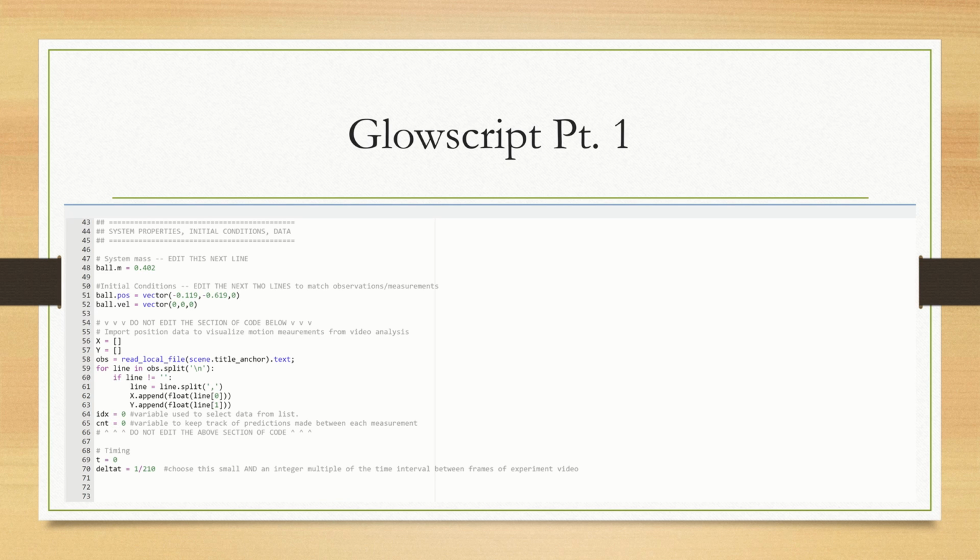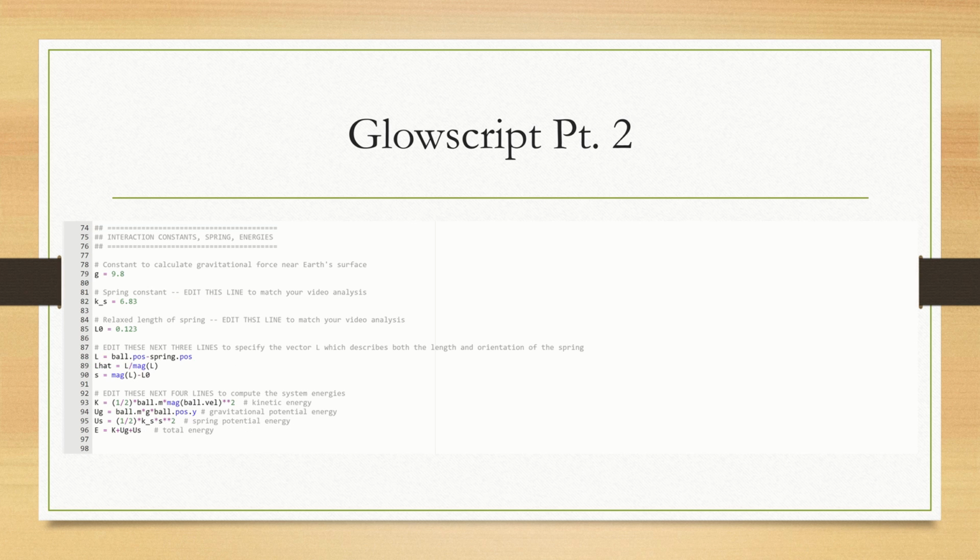So for part 1 of the GlowScript, I put in that the ball's mass was 0.402 kilograms. The ball's initial position was negative 0.119 meters in the x direction and negative 0.619 meters in the y direction. And then for the constants, we have g is 9.8, the spring constant is 6.83, and the relaxed length of the spring is 0.123.